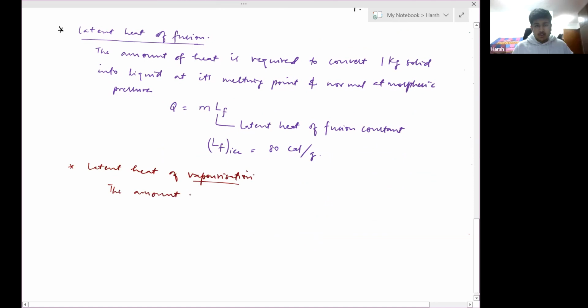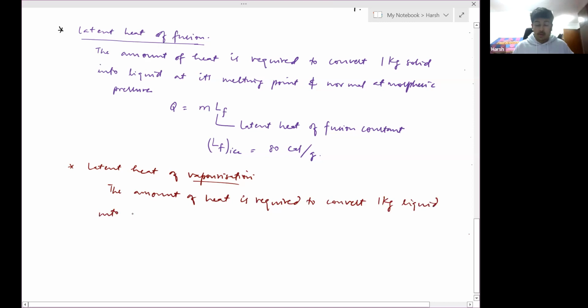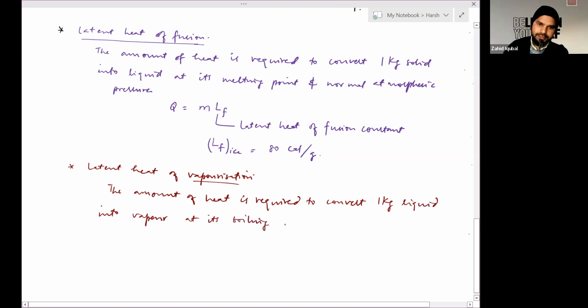The amount of heat required to convert 1 kg solid into 1 kg liquid into vapor at its boiling point. Good. Boiling point and normal atmospheric pressure.